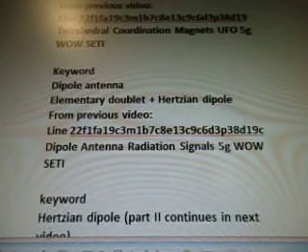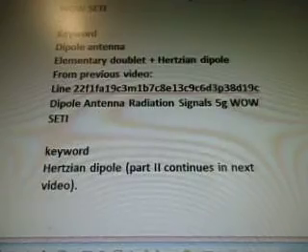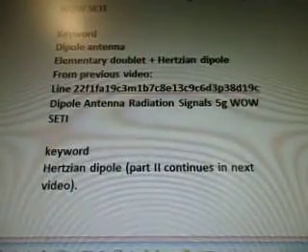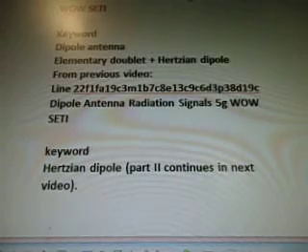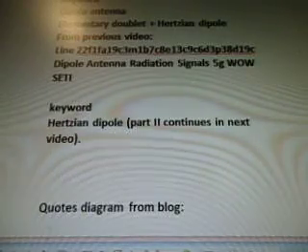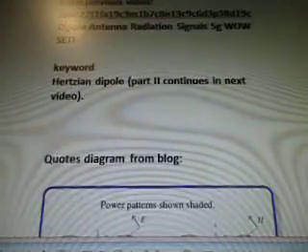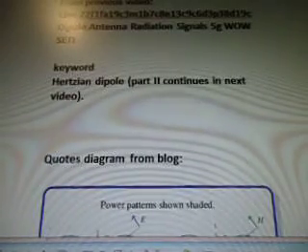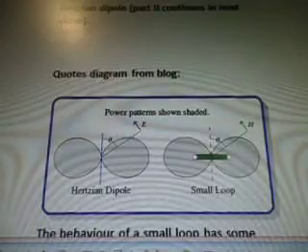Line 22f1fa19C3M1b7C8E13C9C6D3P38D19C dipole antenna radiation signals 5G Wow Seti. The keyword Hertzian Dipole. This will be part 2, is going to continue in the next video. Okay, so I took the data from one site and divided it into 2 just to make it smaller.